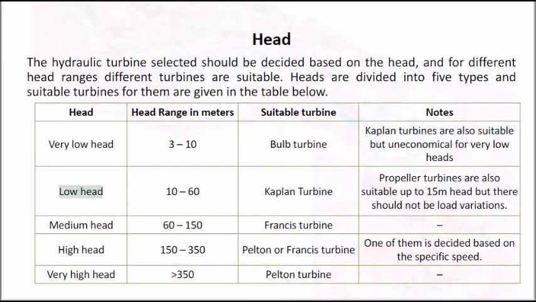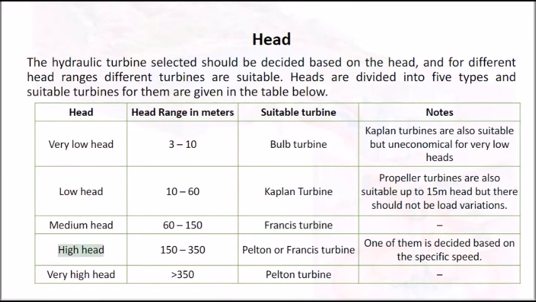Low head, 10 to 60 meters, Kaplan turbine. Propeller turbines are also suitable up to 15 m head, but there should not be load variations. Medium head, 60 to 150 meters, Francis turbine.